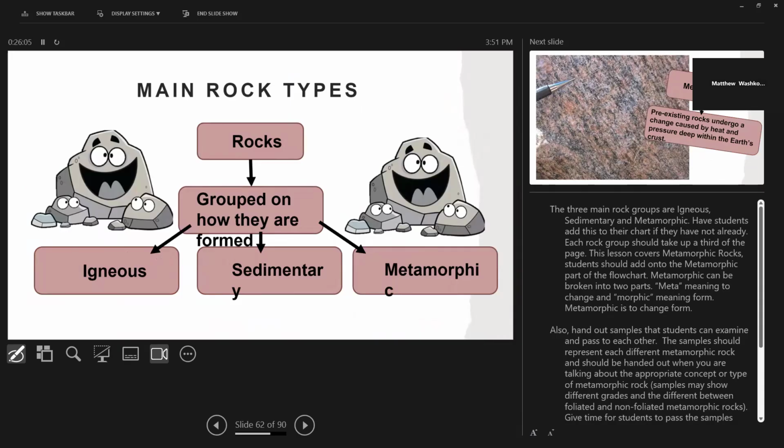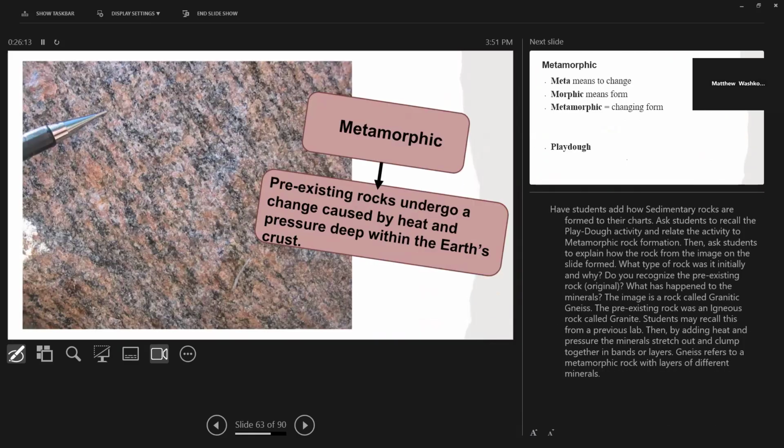So remember, rocks are grouped in how they're formed. We have done igneous, we have done sedimentary. Now we're doing metamorphic. Metamorphic rocks are pre-existent rocks that undergo a change caused by heat and pressure deep within the Earth's crust. Check, write that down. This is a metamorphic rock here. Really look at the layers here. That's a really key sign of a metamorphic rock: the layers.